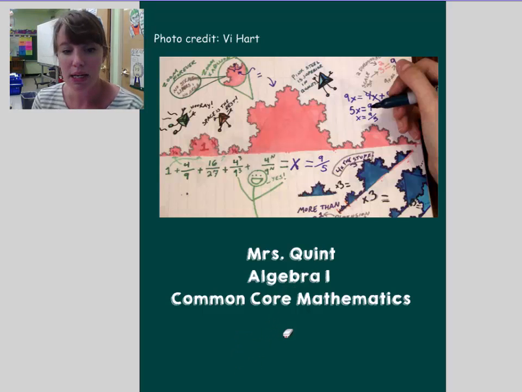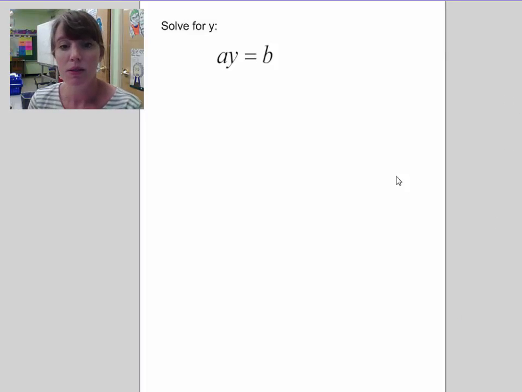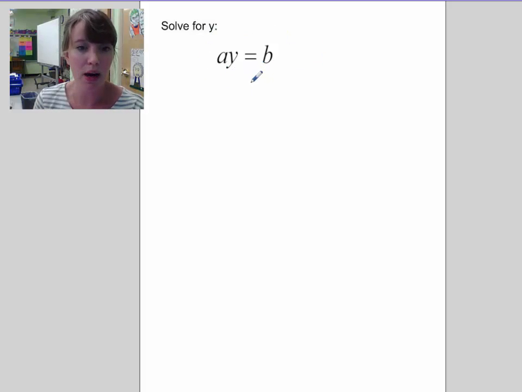Okay, welcome back. Today we're going to talk about solving an equation for a given variable. All right. Now let's say that I've been given this equation right here. So right now, this equation as it sits, a y is equal to b, this is solved for b. And I know that because b is isolated. Okay, I could rewrite this as b is equal to a times y.